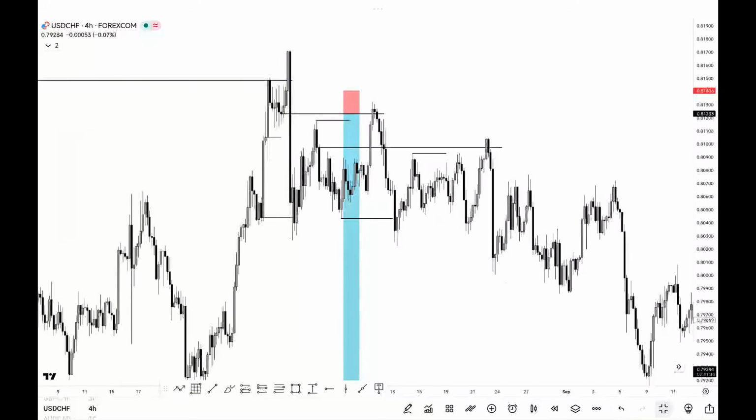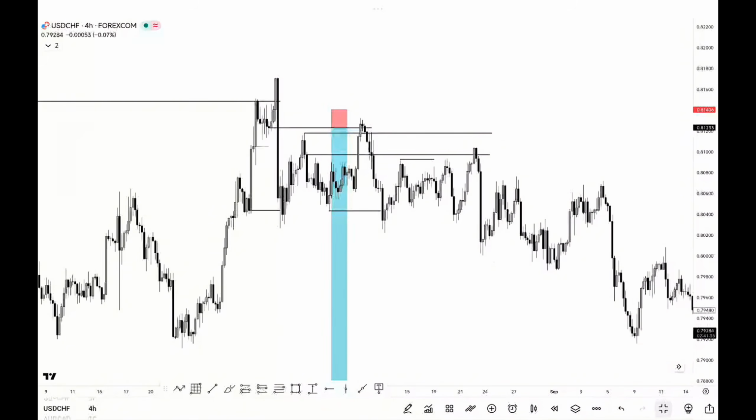And even though you are putting your SL above this particular high of the KMR level here, just to be very safe. Yeah, that's how you put your stop loss.